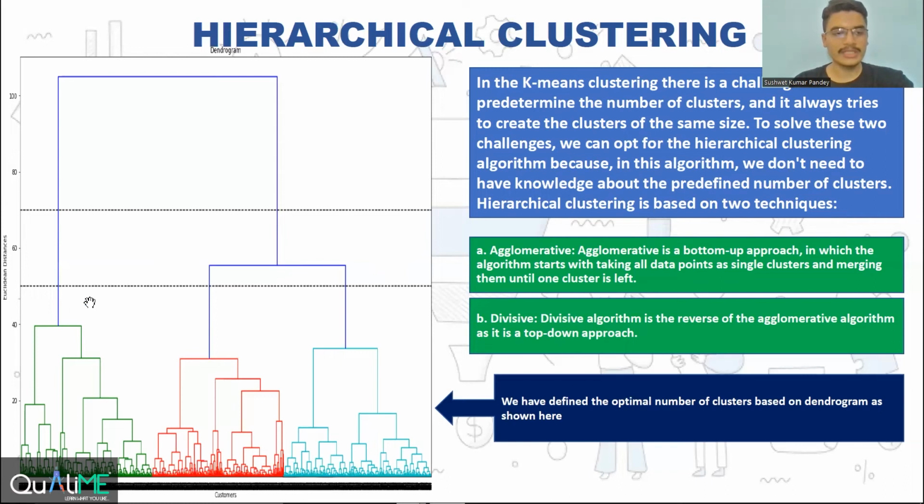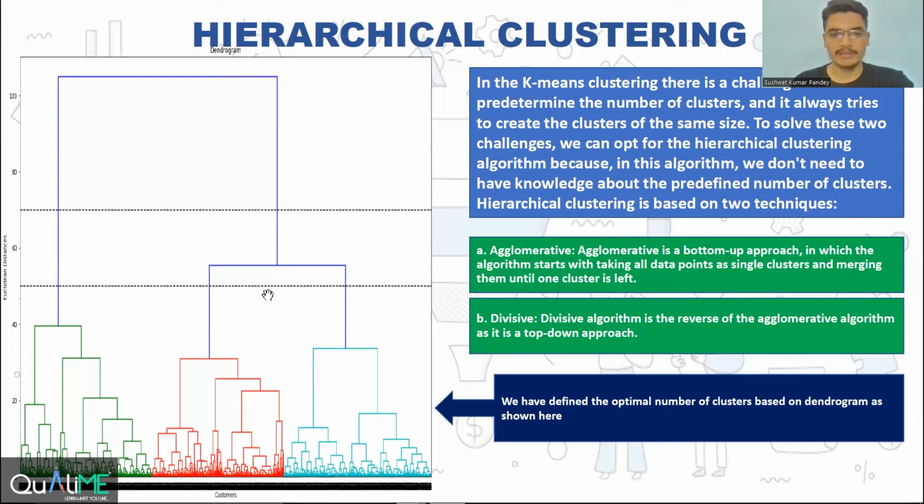So here we can take two thresholds. The threshold is taken in such a way that the line drawn from this threshold distance intersects the longest vertical line. So we can take the threshold distance to be either 50 or 70. So we have taken two cases here.